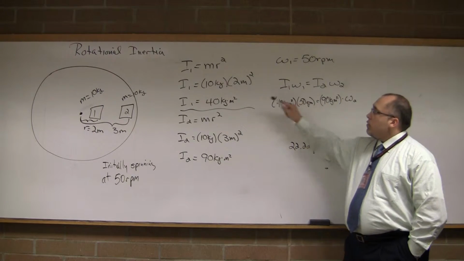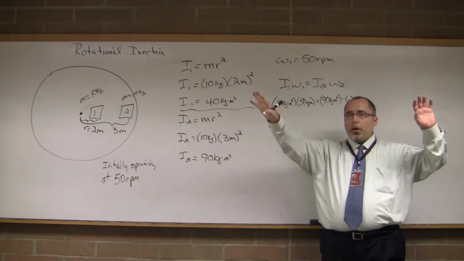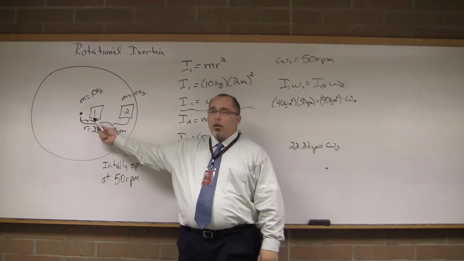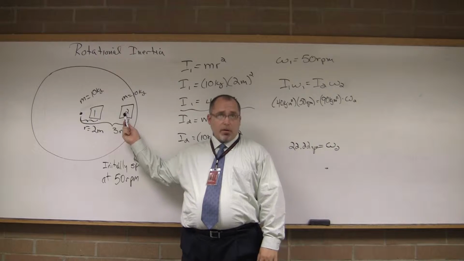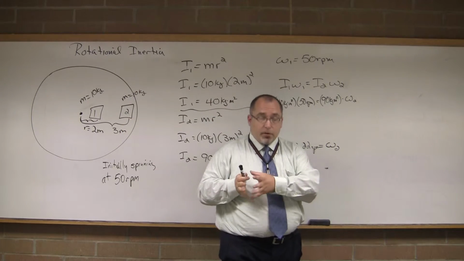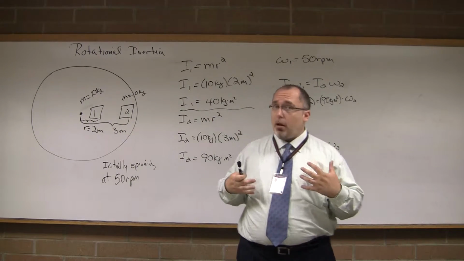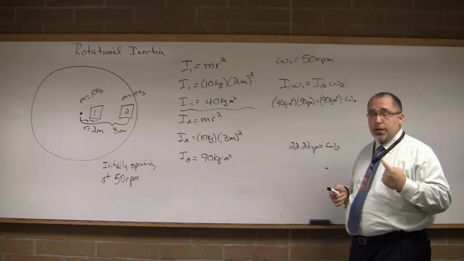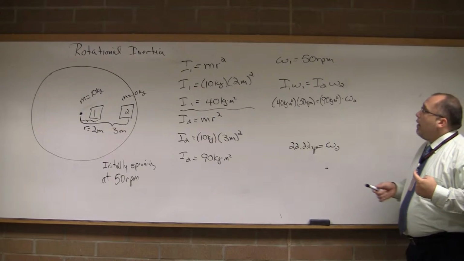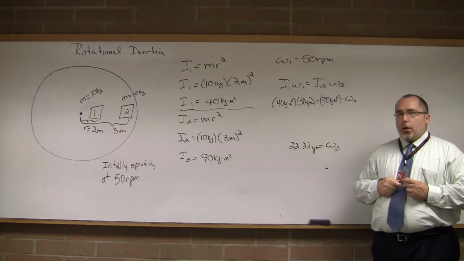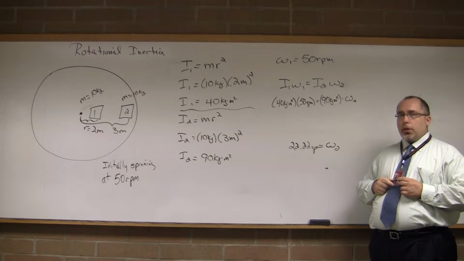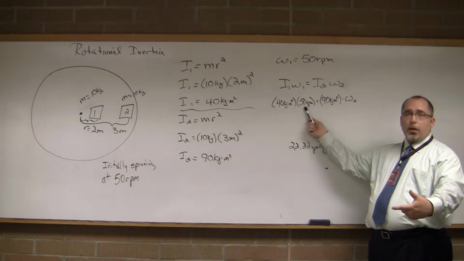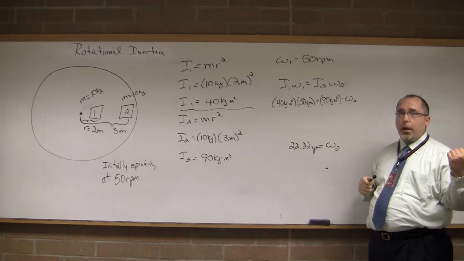The I1 and the I2 we just calculated here. Think of the 1 and 2 as before and after some change. The change was the kid moving from the first position to the second position. That physical change of him moving caused a change in the rotational inertia, which also had a direct effect on the rotational velocity. Omega 1, I'm giving you as 50 RPM. We're solving for omega 2, in other words, the speed after the change. 1 is before the change, going 50 RPMs. After the change, that's what we're going to find out.